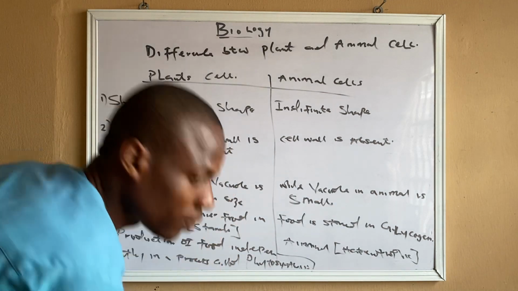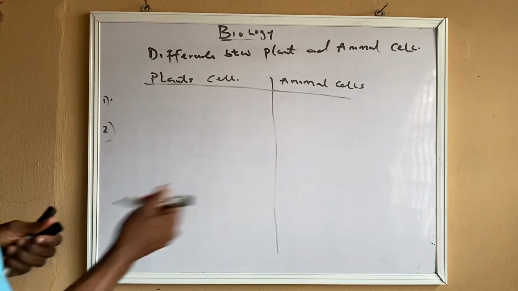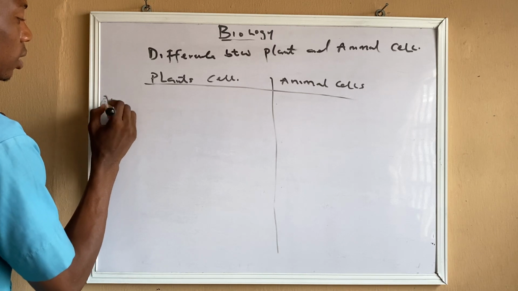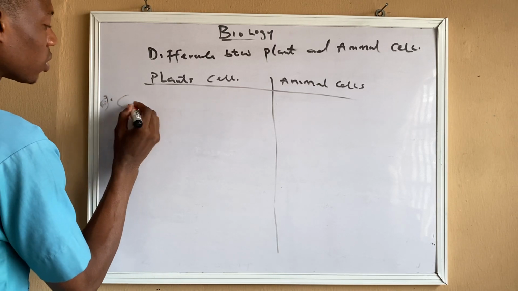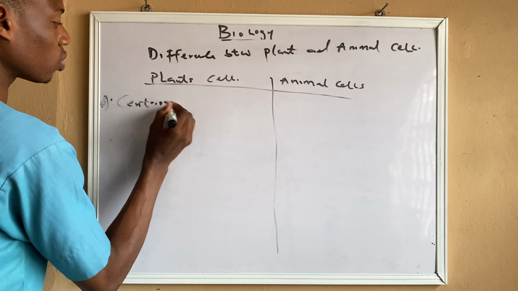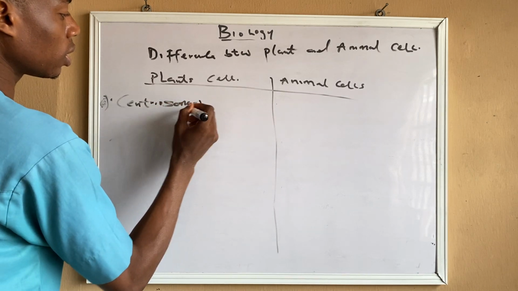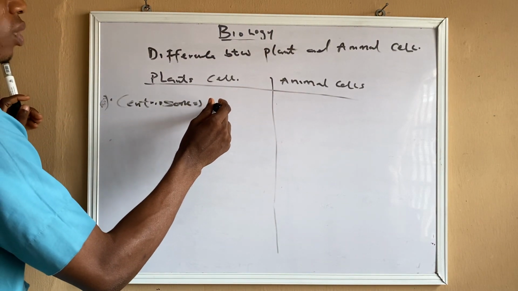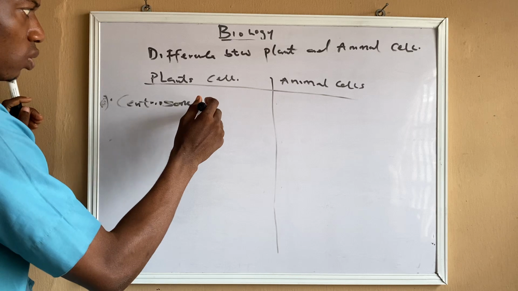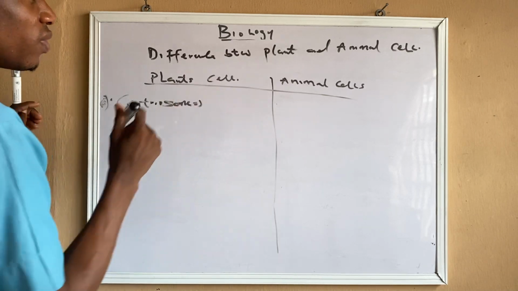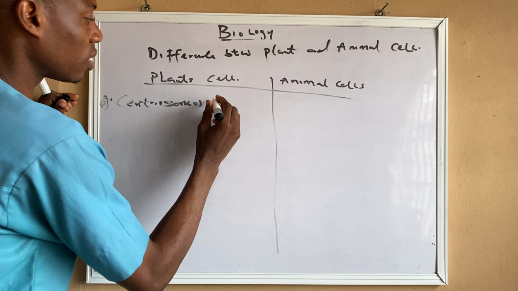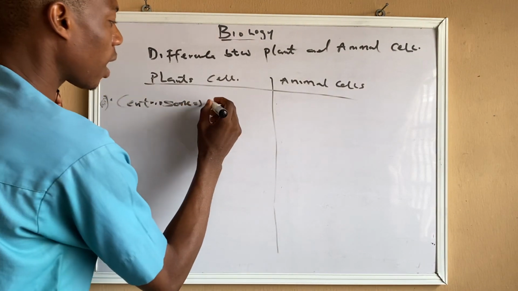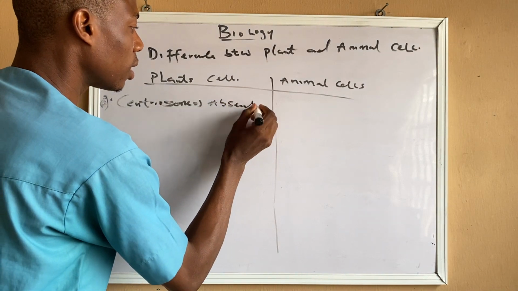The last one I'll be talking about, the difference between plant and animal, which is number six, is the centrosome. What is the centrosome? This is a structure that is used in cell division. And that is why the centrosome is absent in plants.